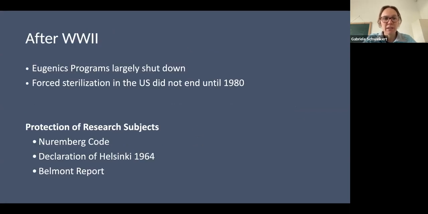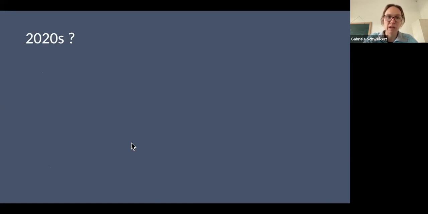And this really led to the Nuremberg Code, the Declaration of Helsinki, and the Belmont Report. And this is also what the European Charter of Human Rights is referring to when you look at the history of that. The eugenics program largely shut down. Forced sterilization in the US did not end until the 1980s, so that's not such a long time ago. But this is why these ethical guidelines, which we might sometimes be tired of, or which we sometimes think are a burden to our research, are so important, and they remain important today.